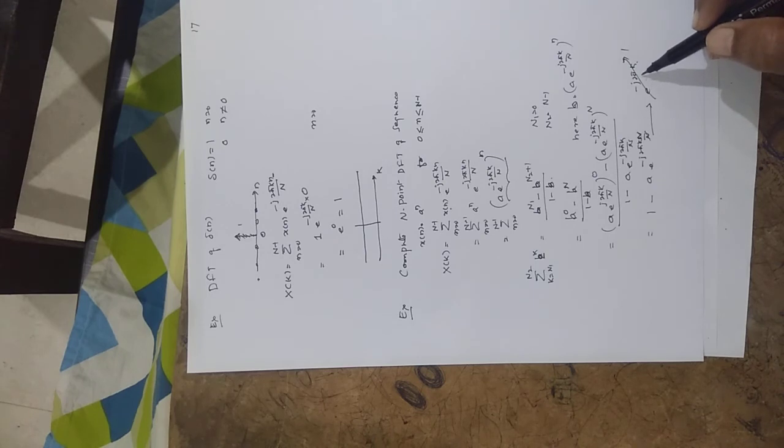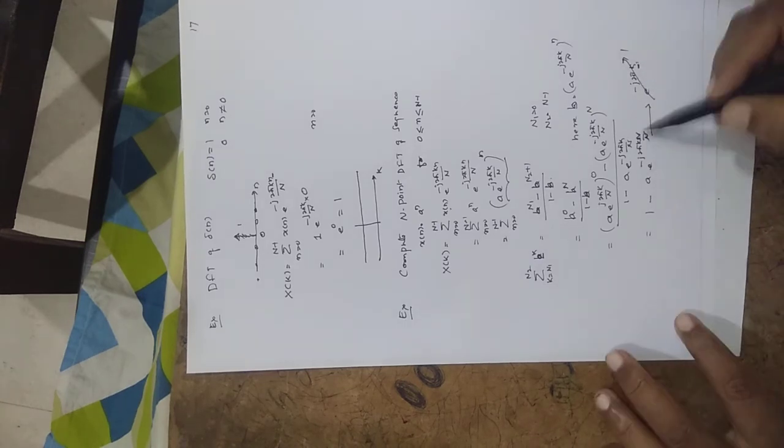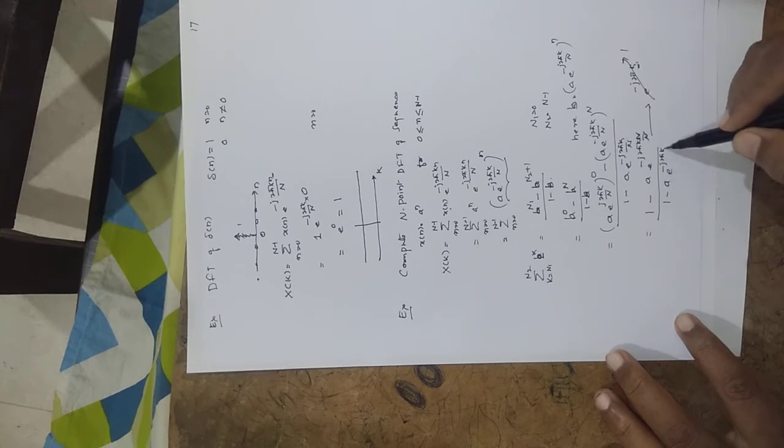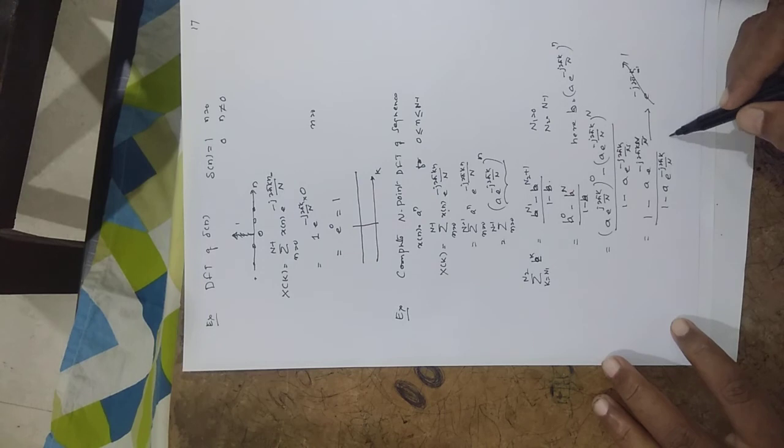It is cos 2 pi minus j sin 2 pi. Sin value is 0, cos value is 1. So 2 pi is nothing but 0 only: 0, 2 pi, 4 pi and so on. Since k is an integer, if k equals 0, this whole term will be 0; k equal to 1, this is 2 pi; k equal to 2, this will be 4 pi. So this value will be 1 divided by 1 minus a into e to the power of minus j 2 pi k by n.